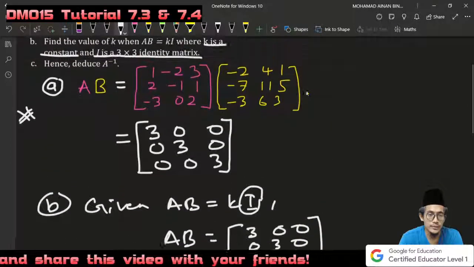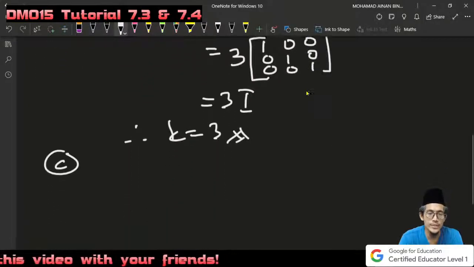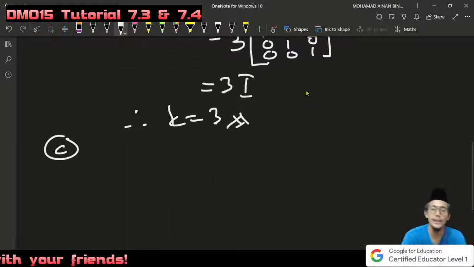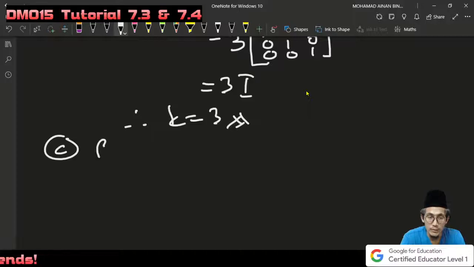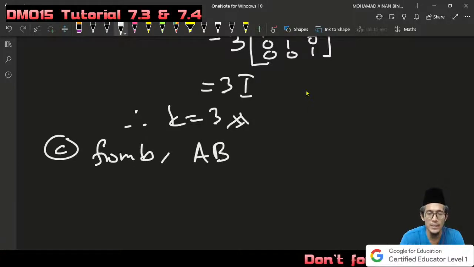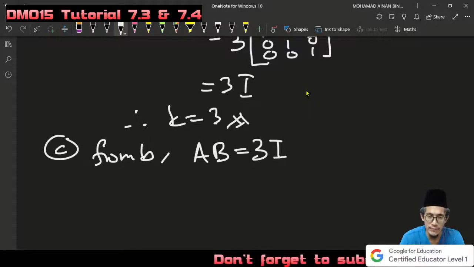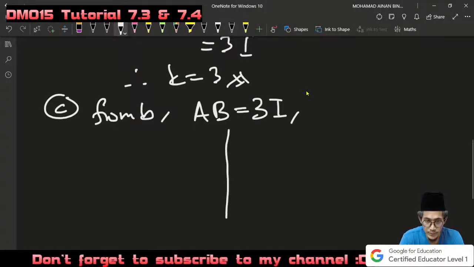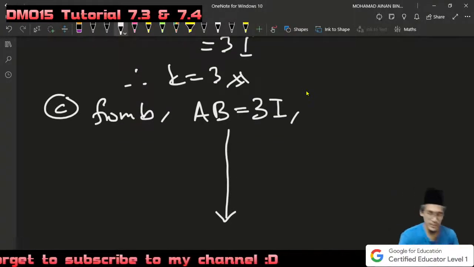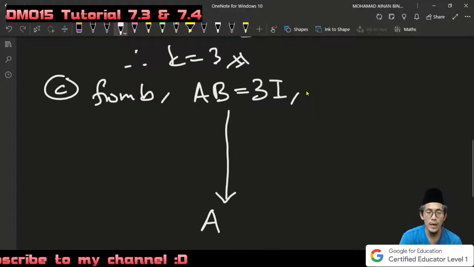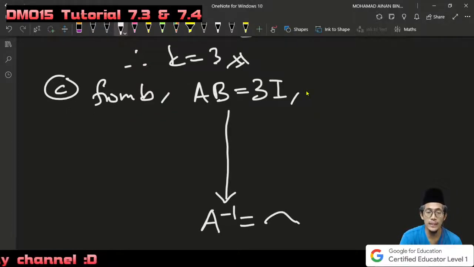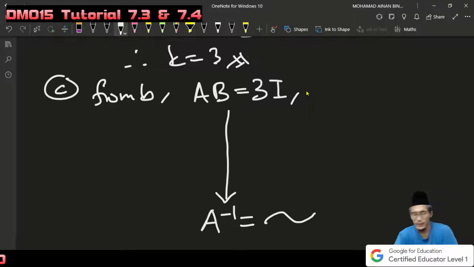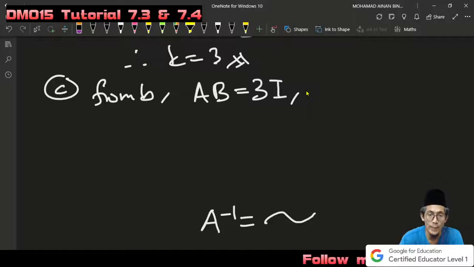Next is the question asked, hence deduce A inverse. Ini deduce yang kita nak pakai ni nanti. Okay, so from B, we know that A multiplied by B equals 3 identity. Okay, so we have to use the properties of matrices to get what? Our aim is nak dapat A inverse sama dengan sesuatu. But how? I show you how to do one by one.